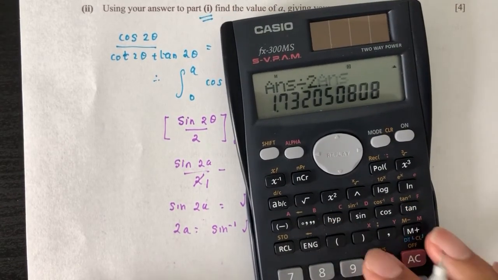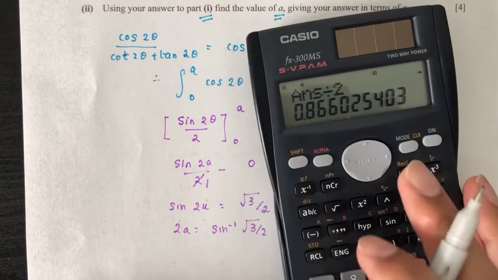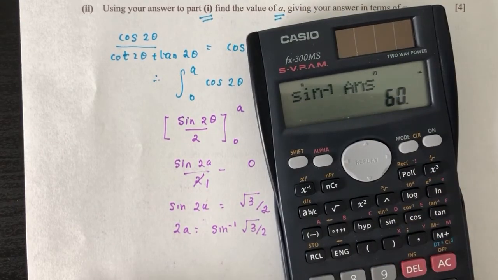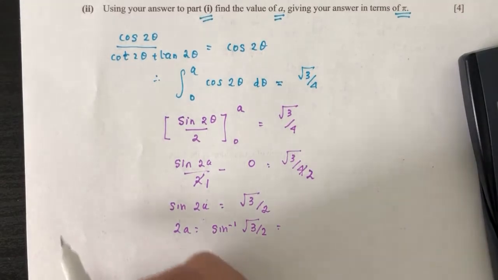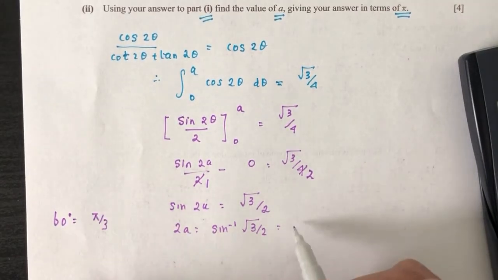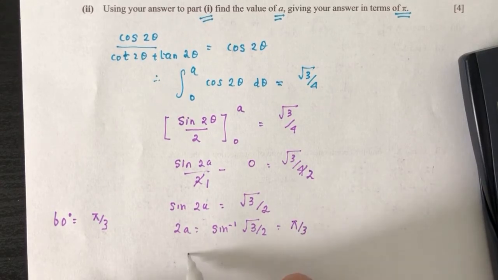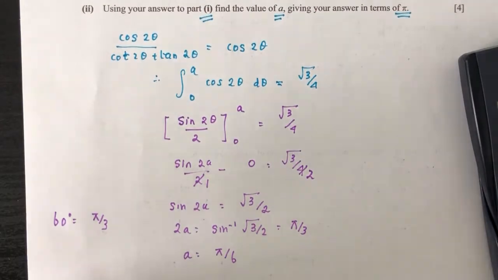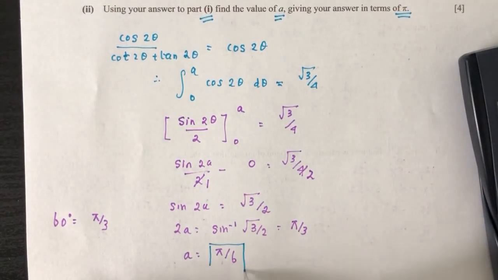Divided by 2. So sine inverse of the answer will be 60 degrees. So 60 degrees into radian will be pi by 3. This is pi by 3. So value of a will be pi by 6. That is your value for a.